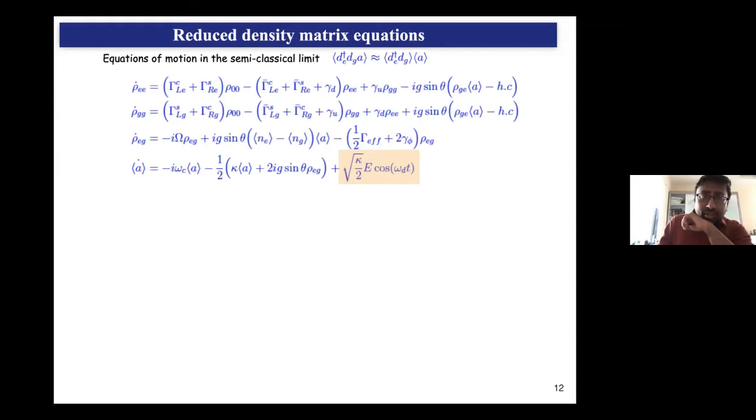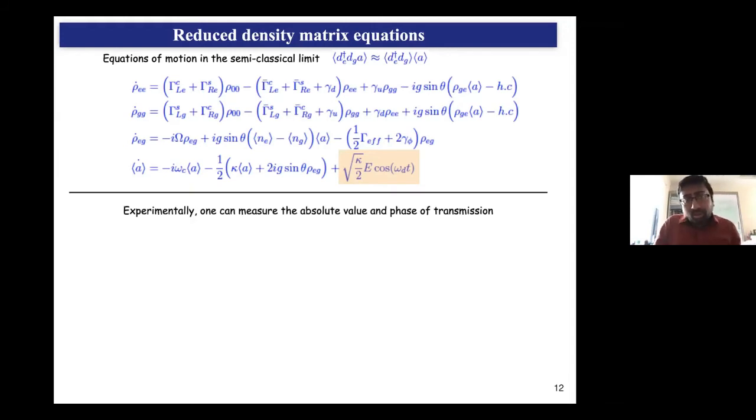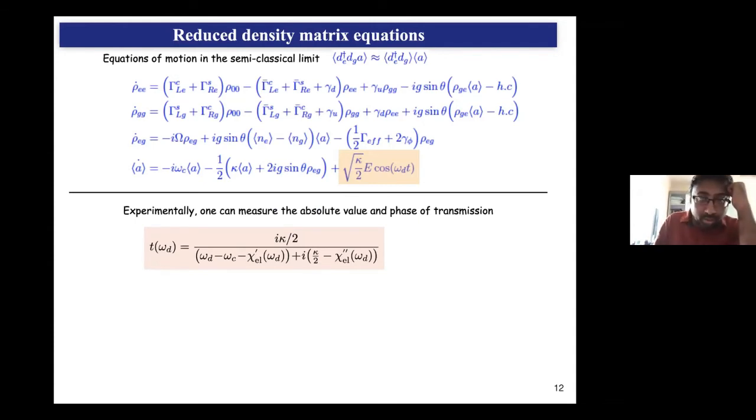So if you have that, you can solve this problem. You can solve for the transmission. So what we are looking at is what is the transmission in this, and this is what you get out of this equation. Okay, so the transmission now very interestingly has this particular form.